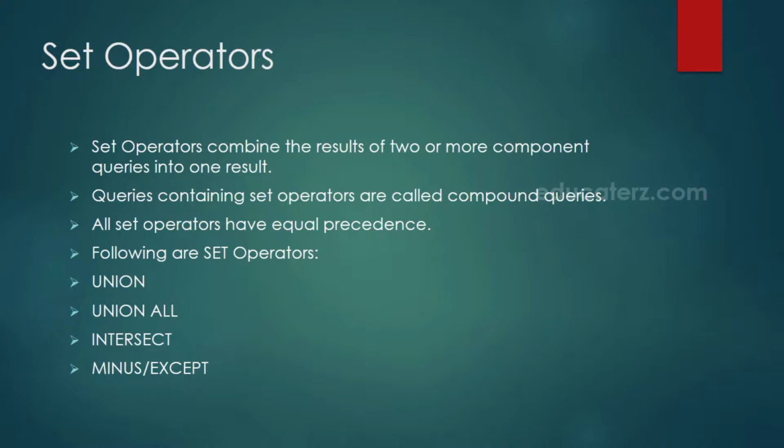Set operators combine the results of two or more component queries into one result. We have multiple queries joined together based upon set operators. Queries containing set operators are called compound queries. All set operators have equal precedence in execution. We have different set operators such as union, union all, intersect, minus or except. So these set operators have equal precedence in executing.